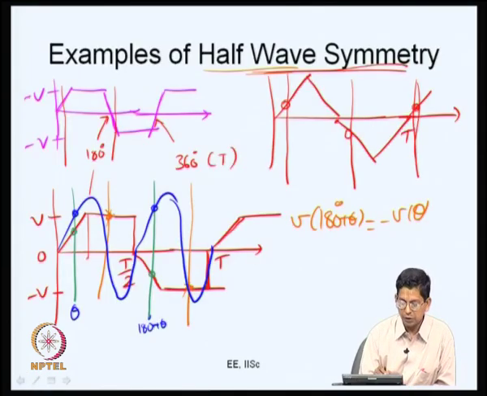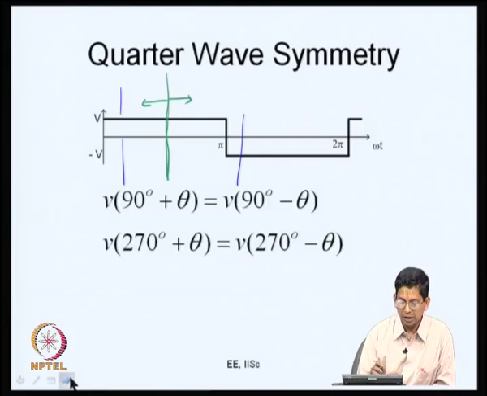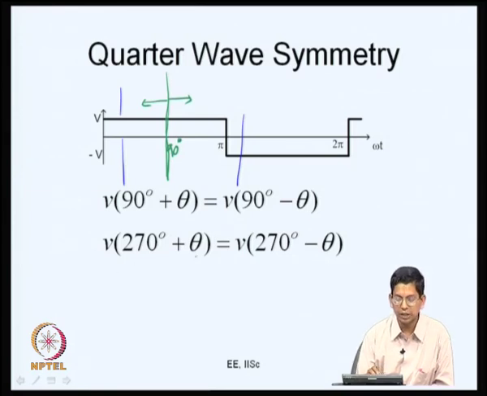Remember, the last waveform we drew here did not have this property, whereas if you look at here, you travel to the left or you travel to the right by the same distance, it will have the same value. So, that is what we call quarter wave symmetry. Let me call this 90 degrees or pi by 2. So, whatever it is at 90 plus theta is the same as at 90 minus theta. So, whatever it is at 270 plus theta, the value is the same as at 270 minus theta.